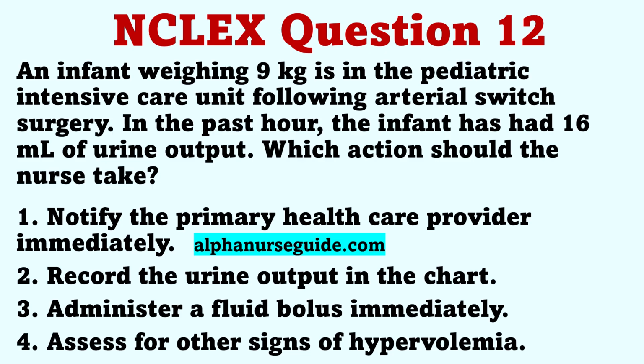The correct answer is 2. Urine output for an infant weighing 9 kilograms should be 1 milliliter per kilogram per hour. 16 milliliters of urine output is more than adequate for 1 hour, so the nurse should record the output in the chart. There is no reason to notify the primary health care provider regarding adequate urine output.